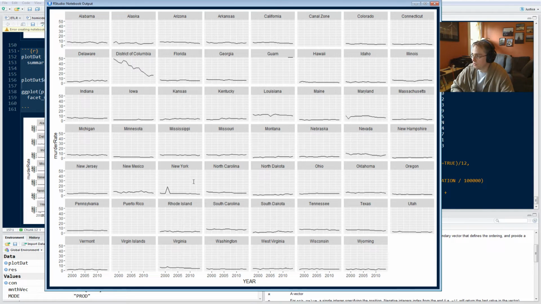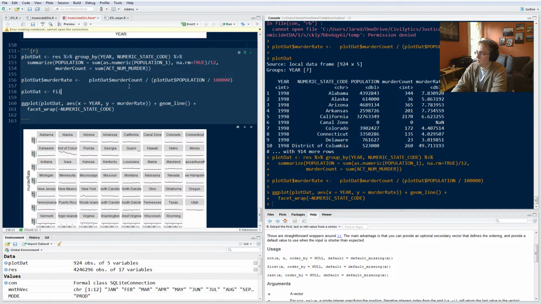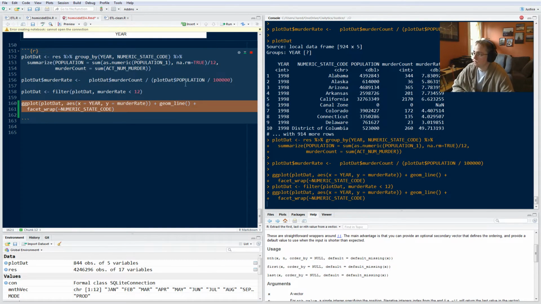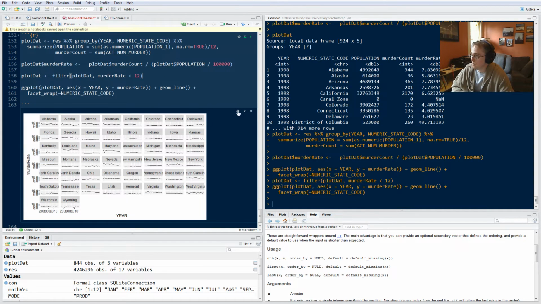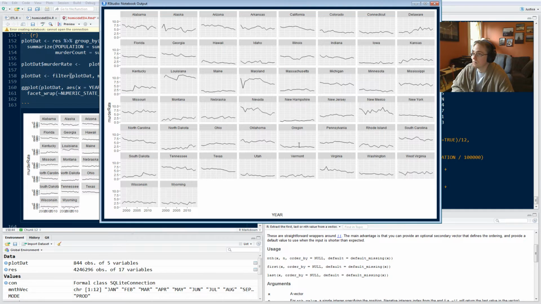So let's take out those spikes. Let's filter out anything over 12, just so we can get a different view of this. Now we start to see pretty tremendous variation in locales and some time trends. Iowa looks like a pretty safe place. Hawaii, pretty safe place. New Mexico does not seem very safe on a per capita basis.